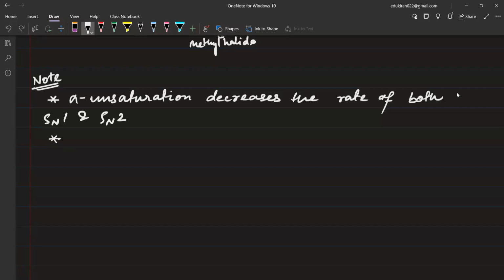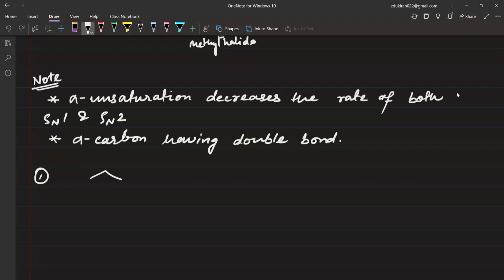Alpha unsaturation is alpha carbon having double bond. Alpha carbon के पास क्या होगा? Double bond होगा ना. For example, you can have this structure, है ना? And if you compare it with this normal chlorine, so obviously this is going to be faster. You can also have alpha unsaturation like this. I'm giving you all the ways in which alpha unsaturation can be present. Okay, so in the cyclic ring also it can be present.